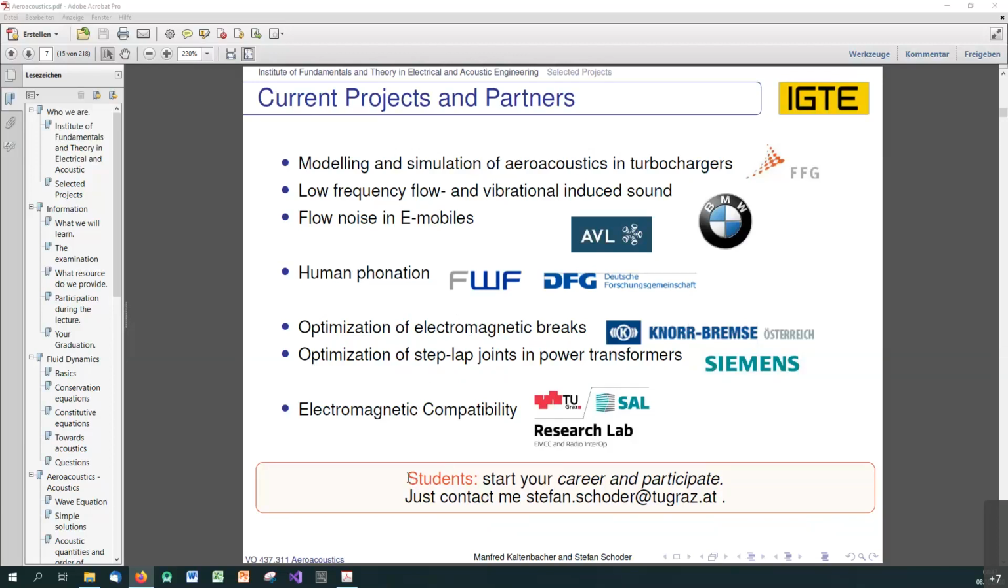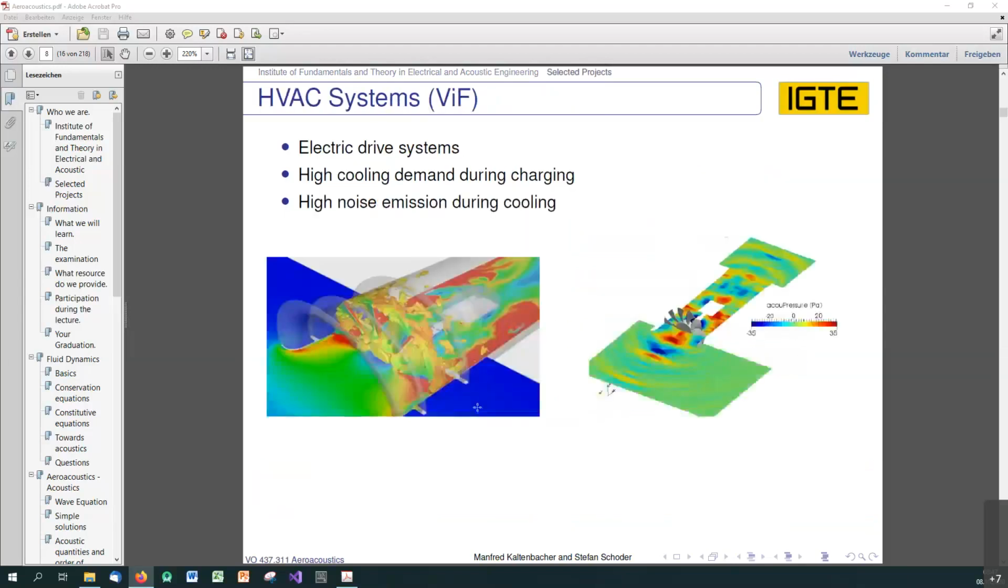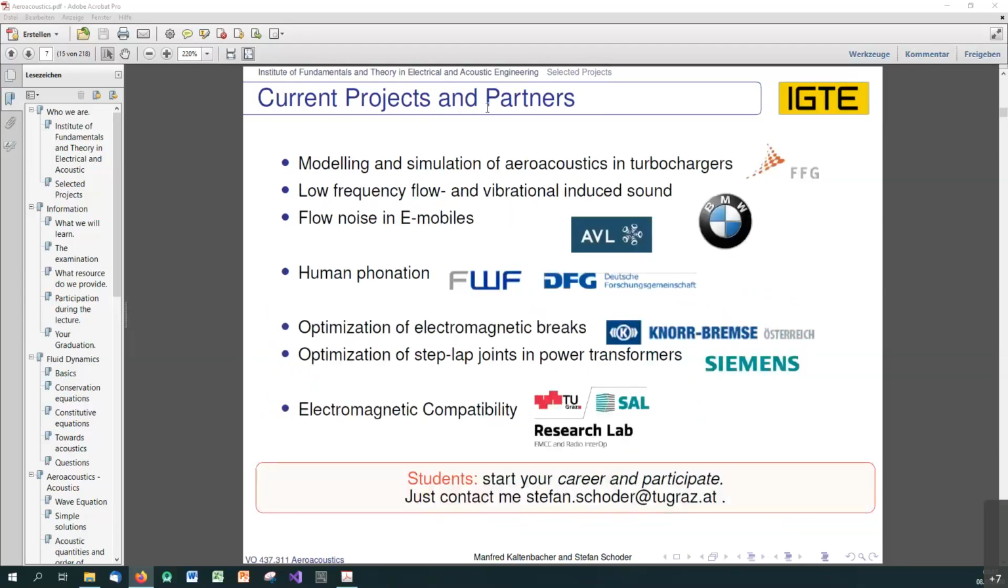And of course, as we are doing projects with industry partners, we are searching for students working with us. But we can discuss this later, or just send me an email if you're interested in some of the projects and you want to do some bachelor or master thesis, or just work at our institute. Okay, that was all about the current projects.